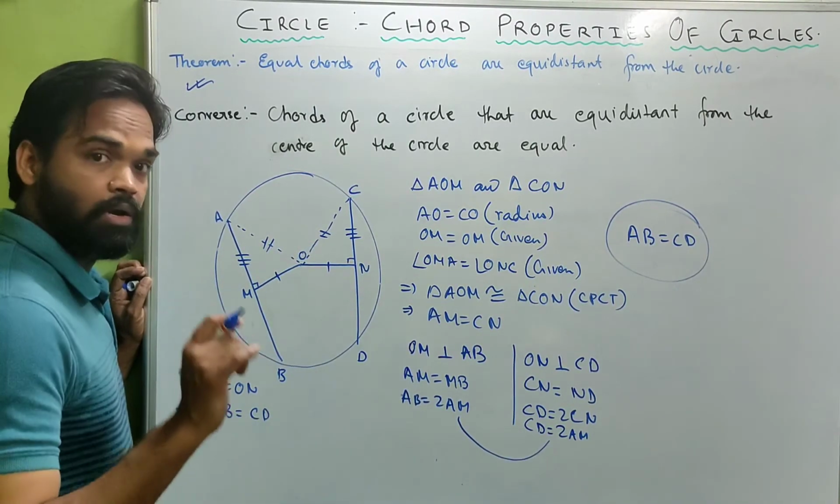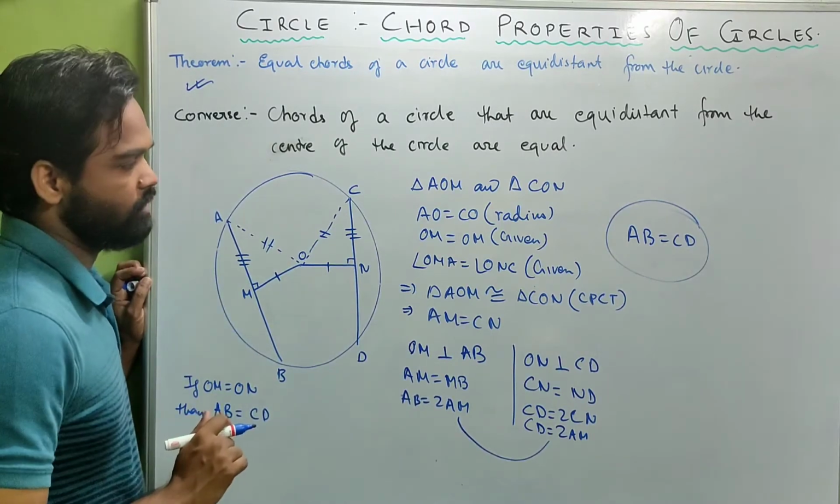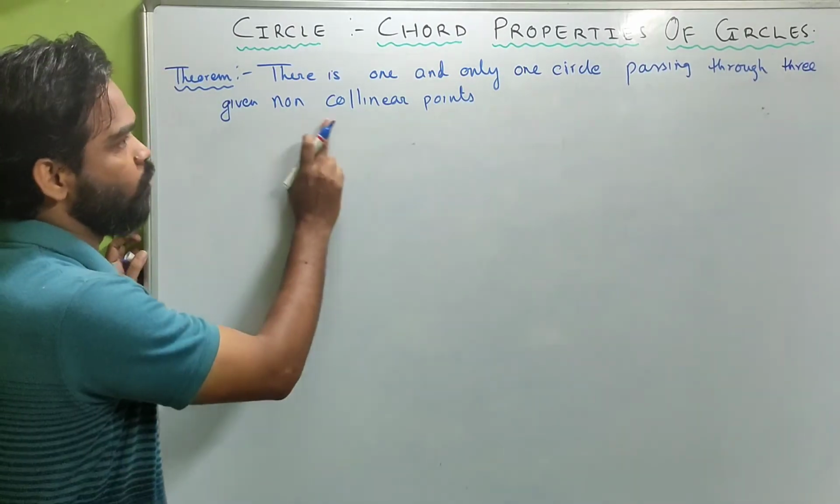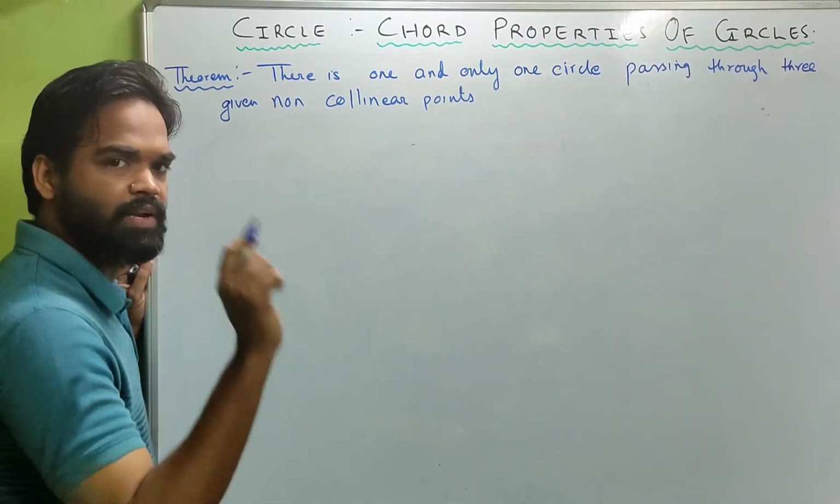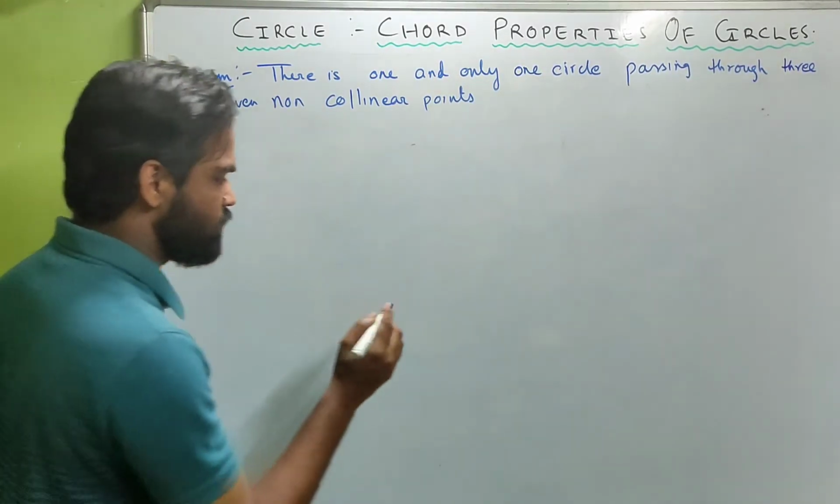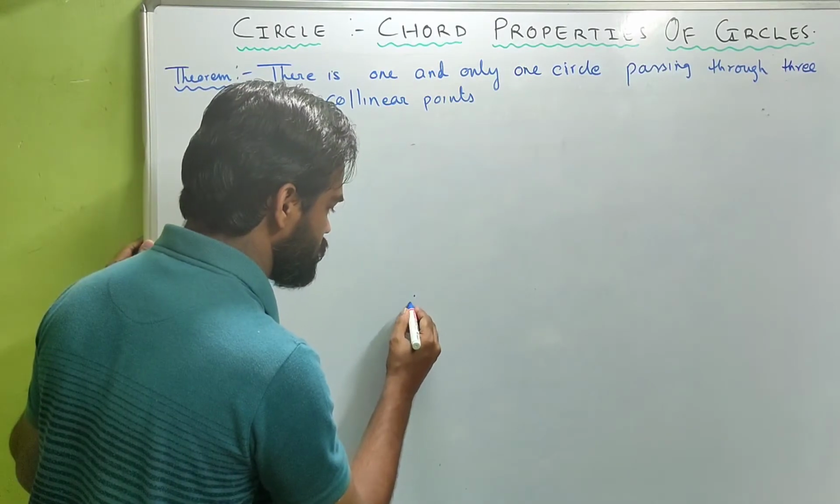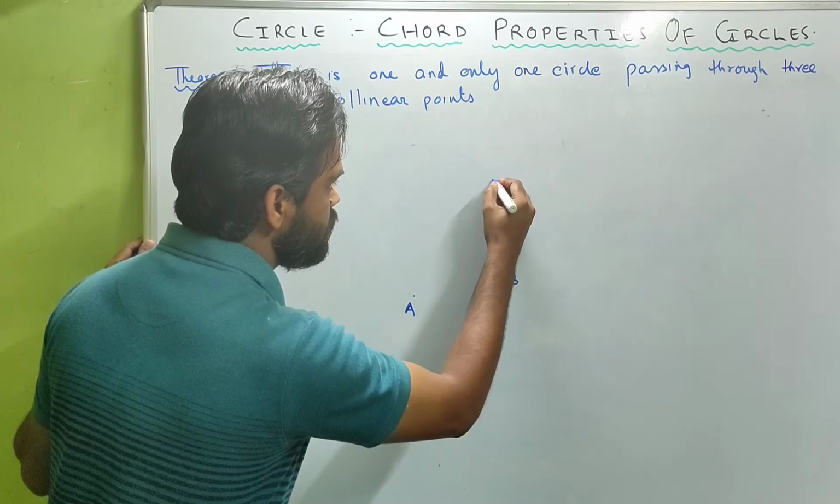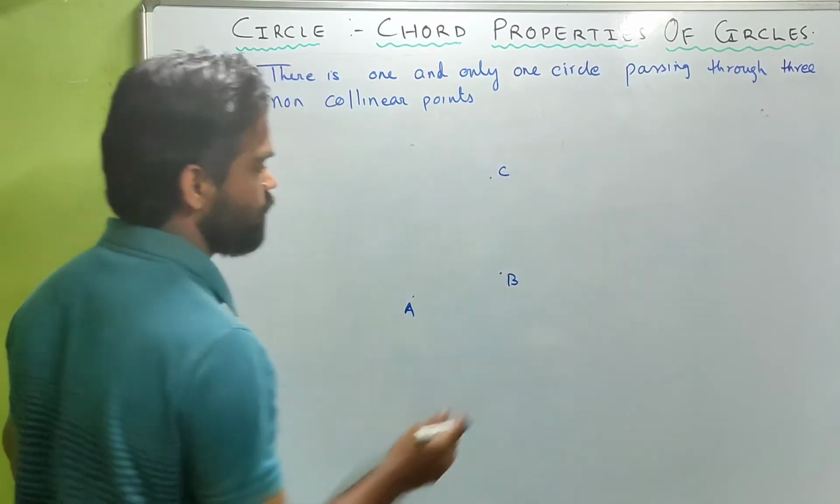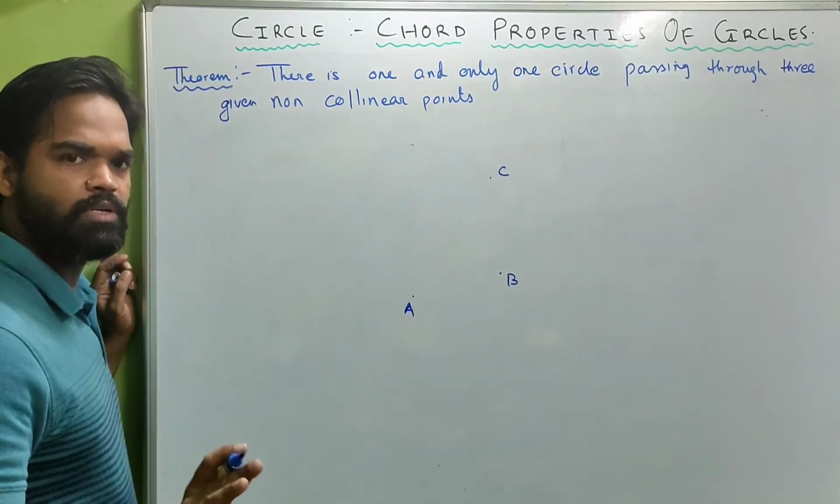Clear? Now look at one more thing. Now look at this theorem, which says there is one and only one circle passing through three given non-collinear points, which means if I take, suppose, A, B, suppose C. These are three non-collinear points.